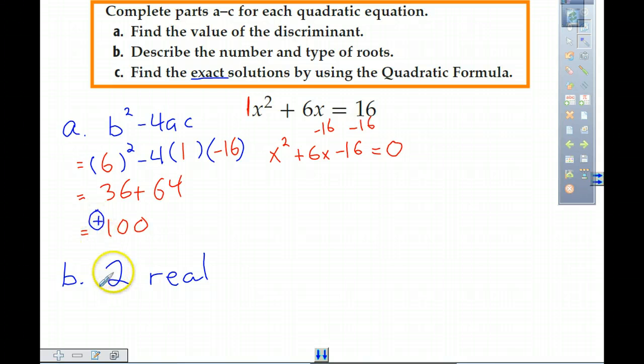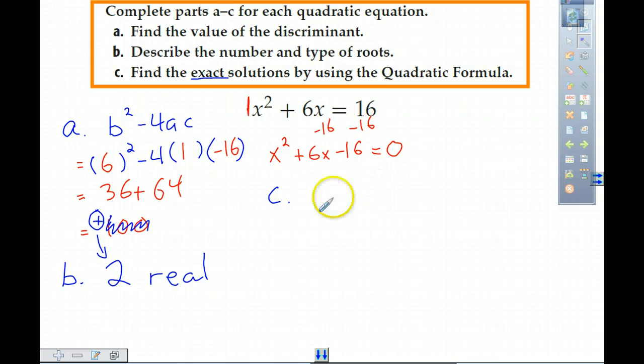What does 100 have to do with this answer? Nothing. It's the fact that it's positive that it's 2 real roots. The fact that it's 100 or positive 17 or positive 1 million, it doesn't matter. It's the fact that it's positive that it's 2 real. Numbers are not important in this problem.